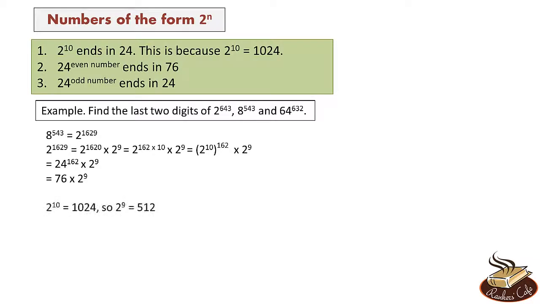2 raised to the power 10 is 1024. So 2 raised to the power 9 is 512. And the last two digits are 12.